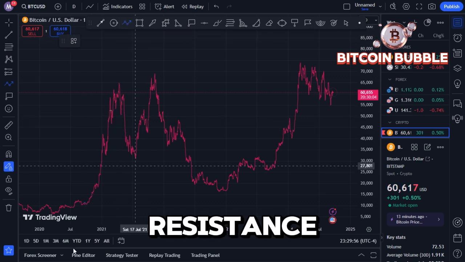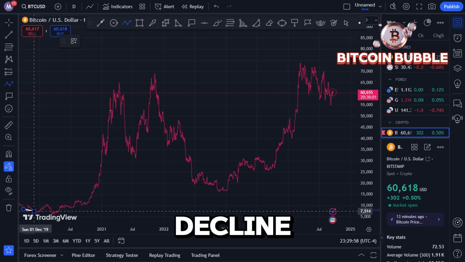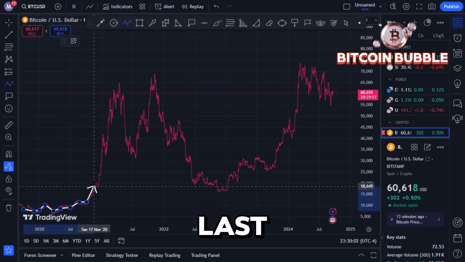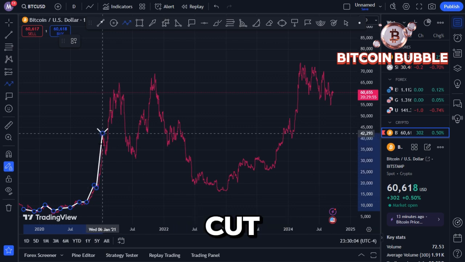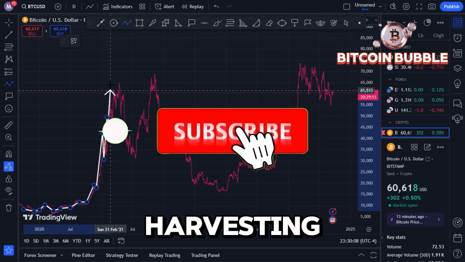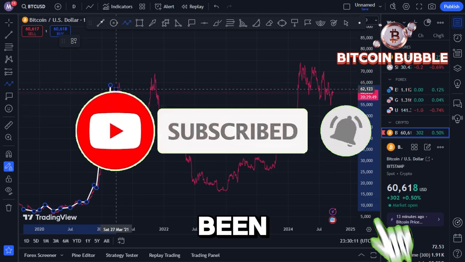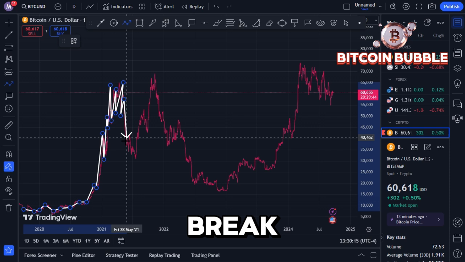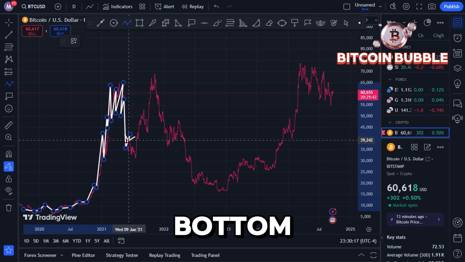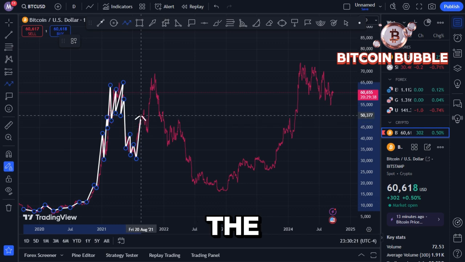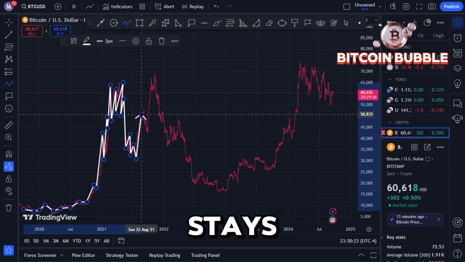When this diagonal resistance breaks during a macro decline, a new bull market starts. And the bull market lasts for a certain amount of time before the halving. But then we move on to a return before harvesting. For a long time, this has been the case over and over again, diagonal resistance going down. We finally break out from this diagonal resistance at the bottom of the bear market, stopping the downtrend. We then rally into the halving and then see price action that either stays the same or goes backwards.